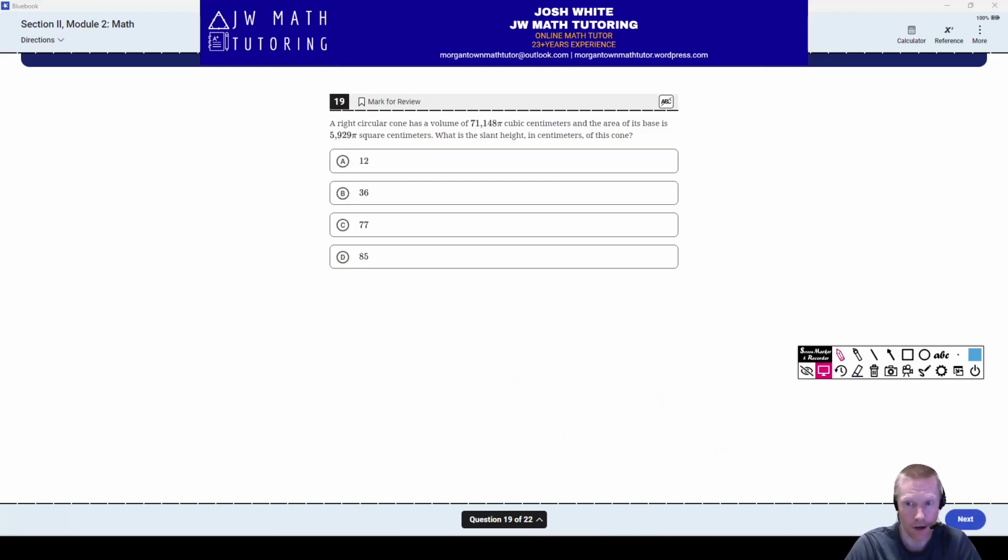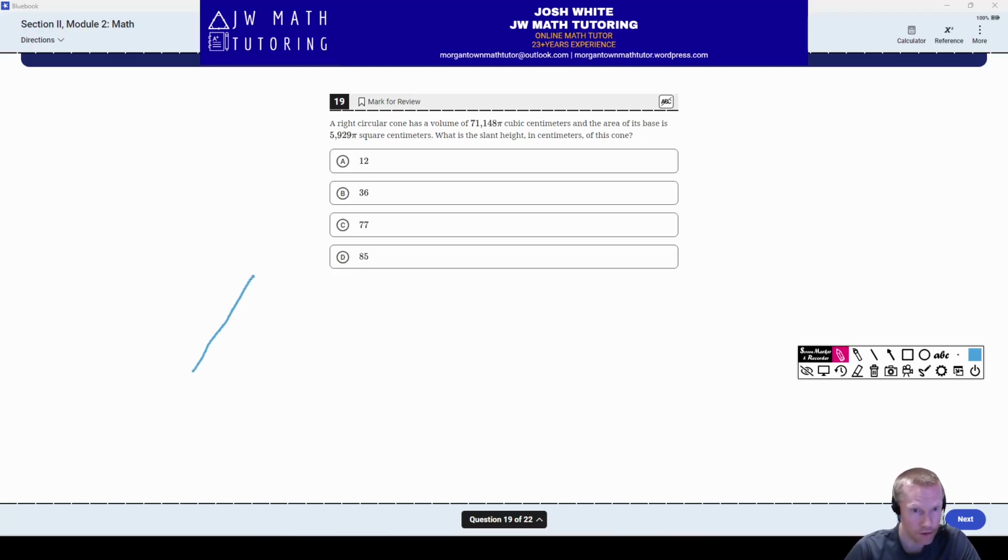Next up, here we have a question involving a cone, basically a 3D figure, and we've got information about its volume and the area of its base, and we want to find out its slant height. So this is a fairly complicated problem. There were reports of a bunch of these on the official tests that were given all throughout 2024, but there was nothing anywhere close to this on any Bluebook practice test. But now we finally do have one.